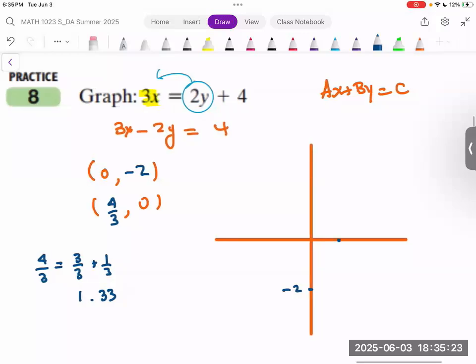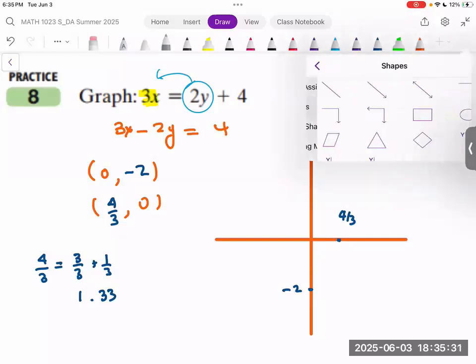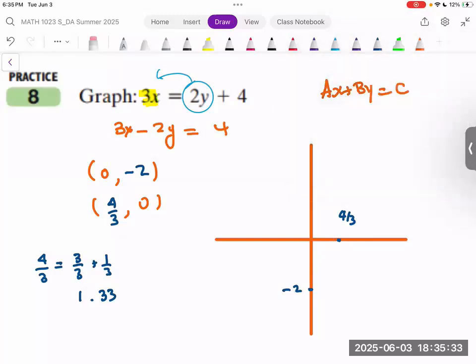So this is going to be 4 over 3. Just have to treat the line. And that's all.